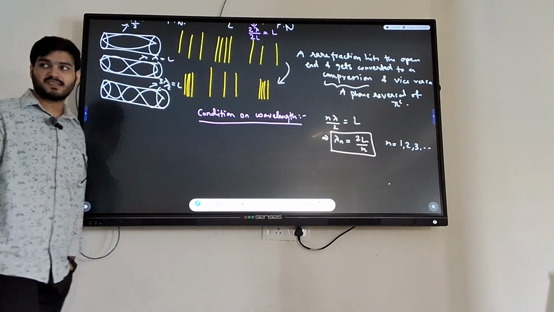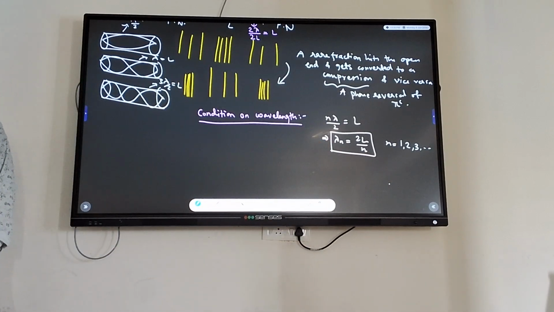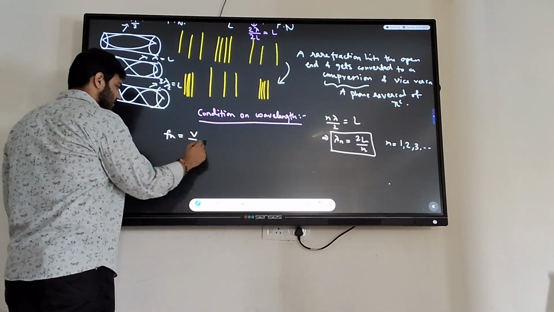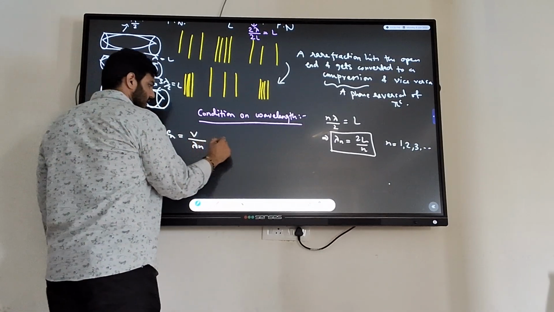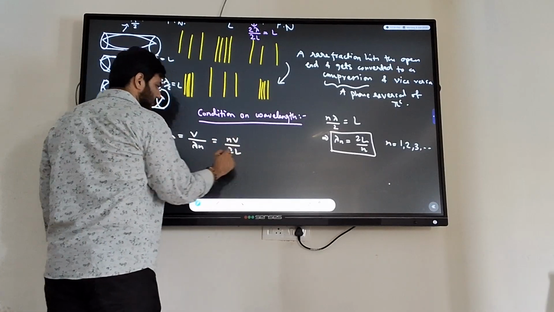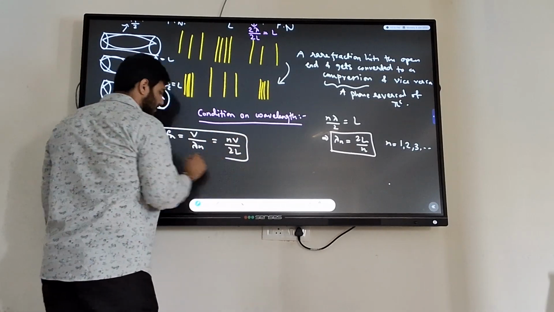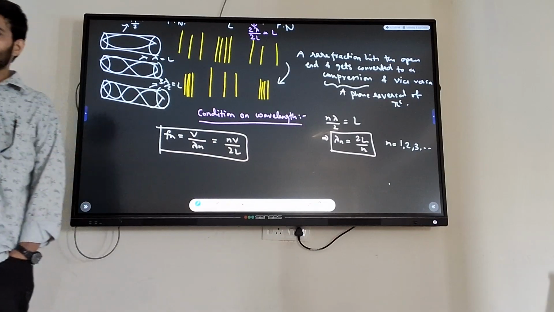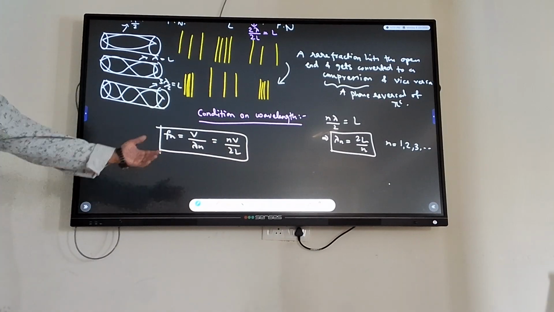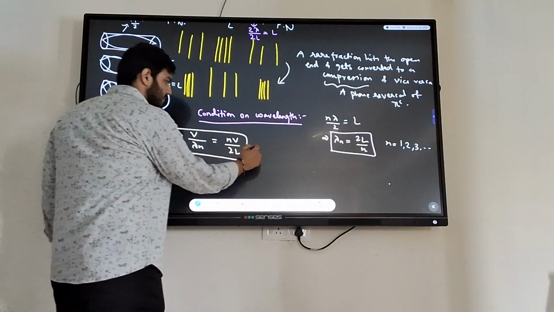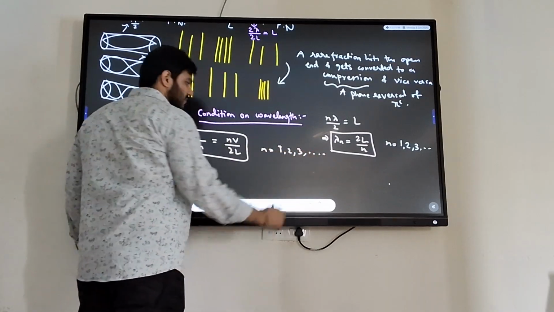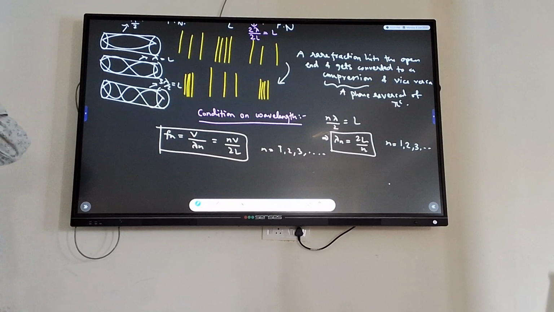If you remember, it's exactly the same result that we found for stretched string. What is the frequency के ऊपर? That's v by lambda n, and that's nv by 2L this time. You remember previously we found nv by 4L, और उसमें n odd था. यहाँ पे n can be any positive integer. तो थोड़ा be mindful, okay?